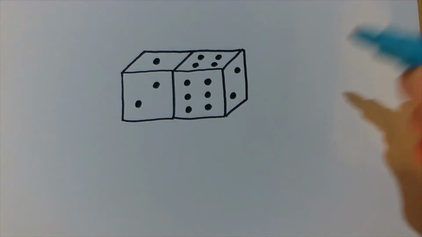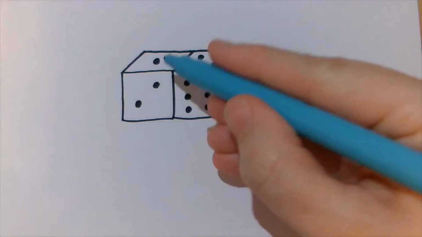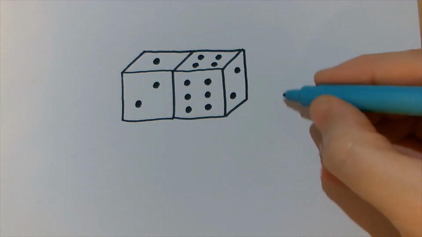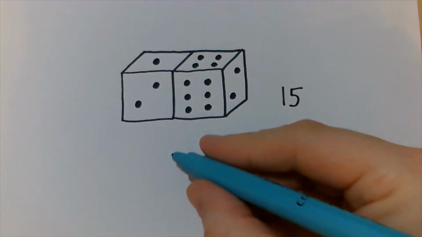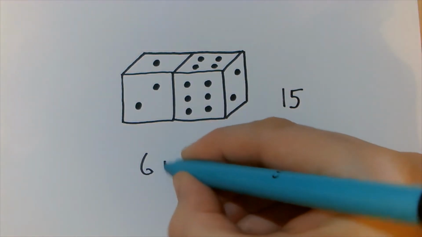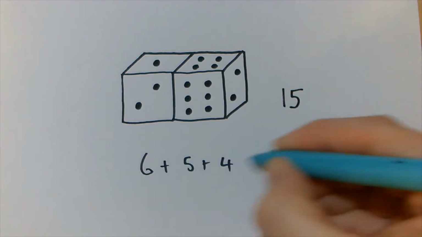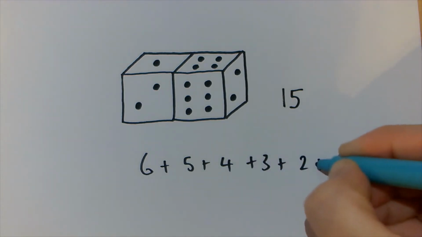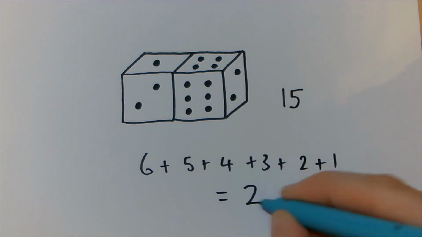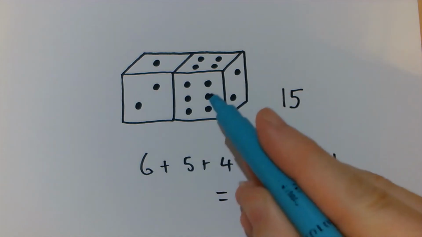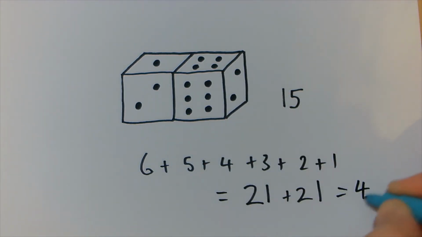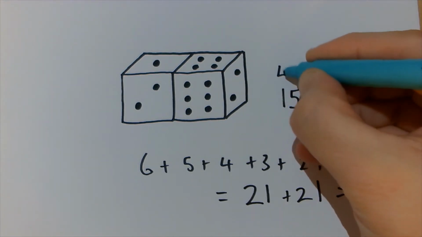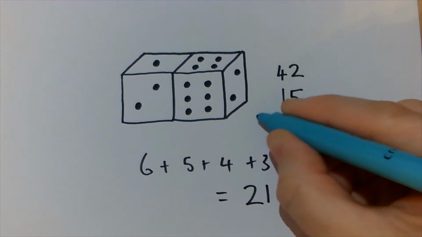So there are probably lots of ways to do this, but what I did was count up the dots I can see, and I knew there were 15. Then I thought on one dice you get 6, add 5, add 4, add 3, add 2, add 1, and that is equal to 21. So if there's 21 on one dice, add another 21, you get 42. So we should have 42 altogether, so all I need to do is 42 take 15.